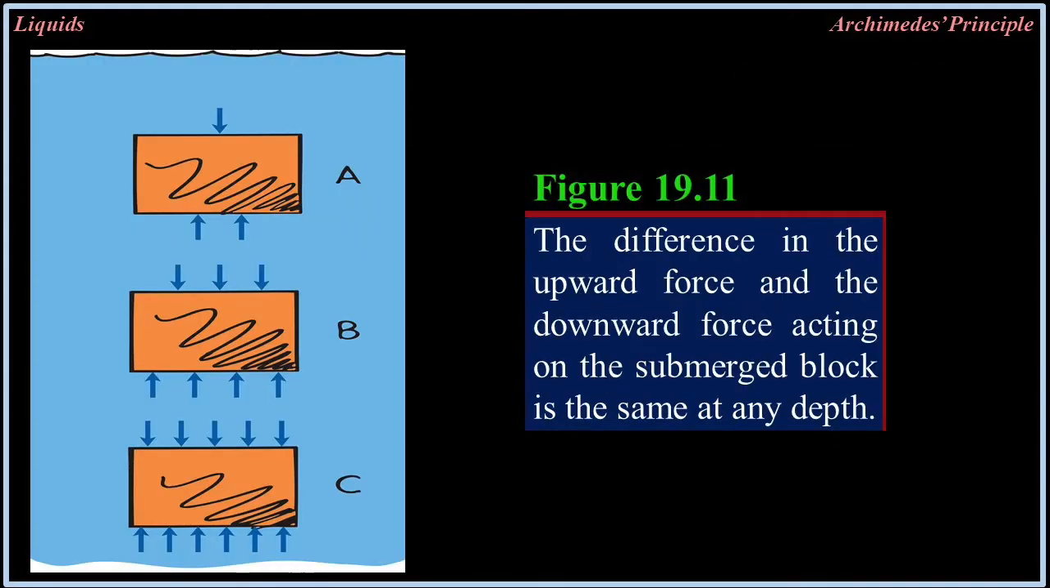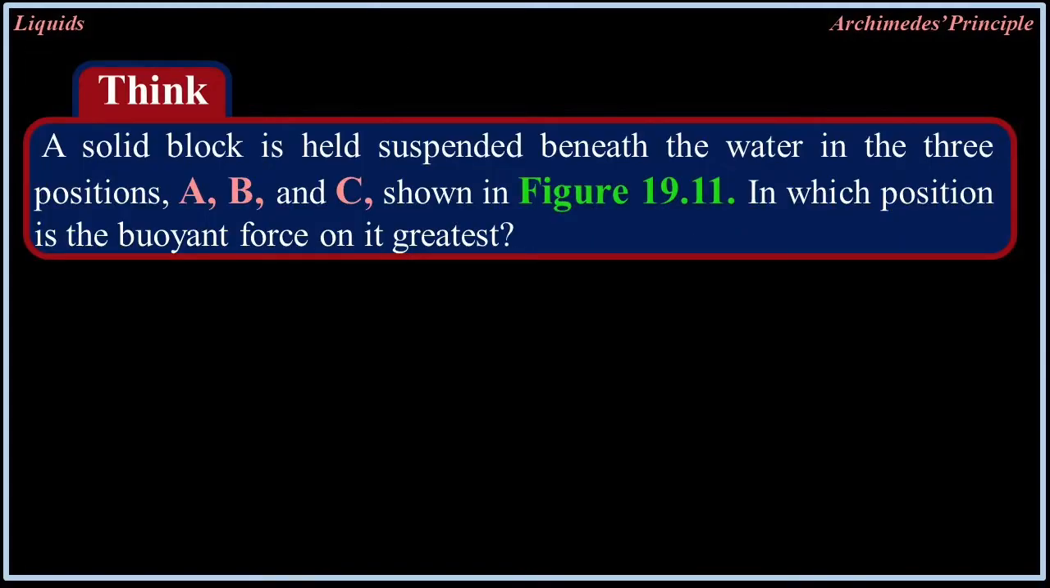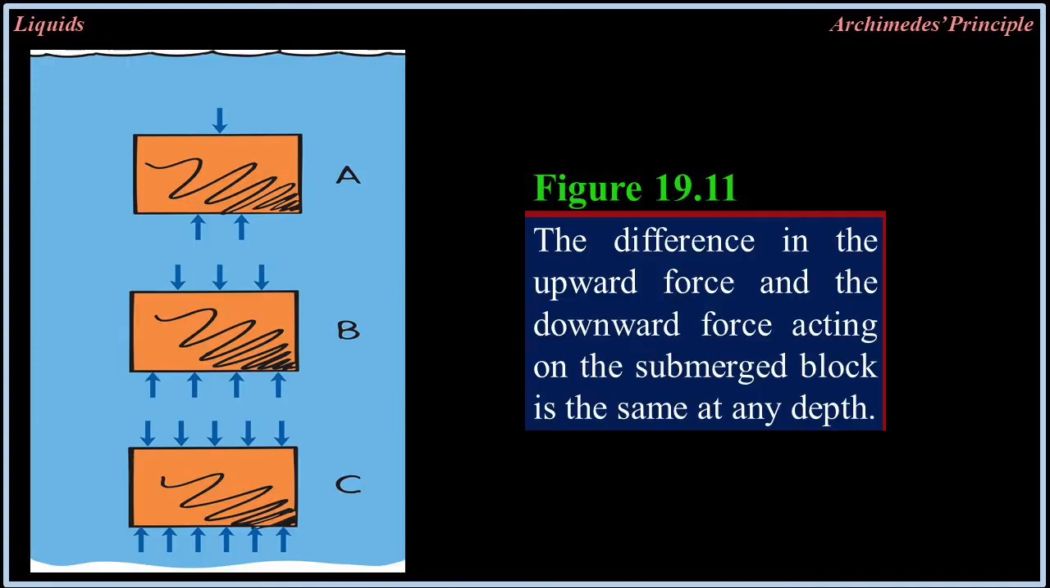Figure 19-11: the difference in the upward force and the downward force acting on the submerged block is the same at any depth. Think. A solid block is held suspended beneath the water in the three positions A, B, and C, shown in Figure 19-11. In which position is the buoyant force on it greatest? The buoyant force is the same in all three positions because the amount of water displaced is the same in A, B, and C.